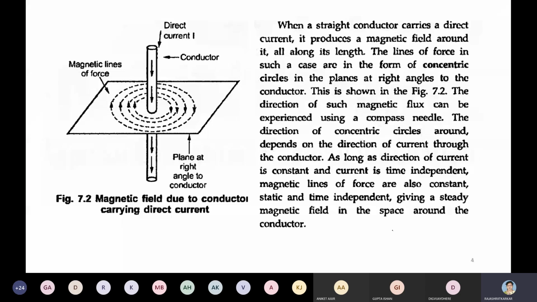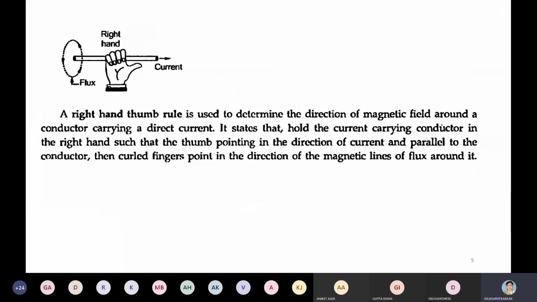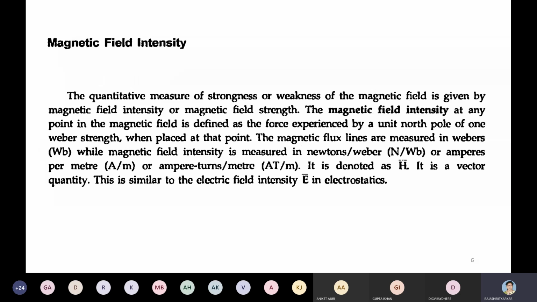This is the right hand thumb rule to determine the direction of the magnetic field around the conductor. When we hold a current carrying conductor in the right hand, the thumb points in the direction of the current, parallel to the conductor, and the curled fingers show the direction of the magnetic field which is created around it, right? So this is magnetic flux density, field intensity.